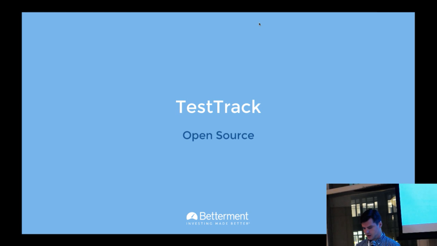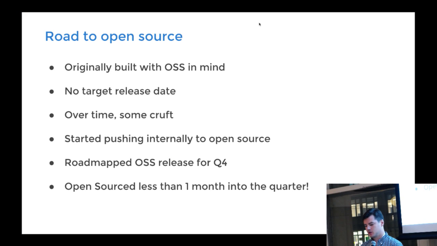Okay, open source TestTrack. We originally built TestTrack with open source in mind, but with no target release date. That ended up as a roadmap where a lot of it was really tight open source code, but some of it wasn't. Just add that feature real quick and we'll fix it when we go to open source it. You do that over time, and then all of a sudden it's too much. So we were getting some of the drawbacks of open source, but none of the benefits of actually having a community around this.